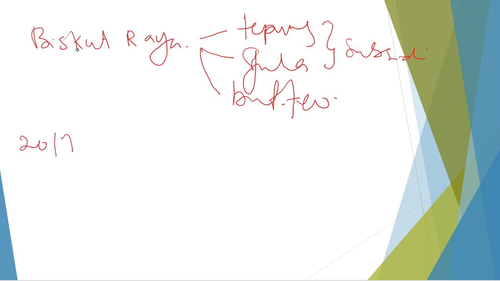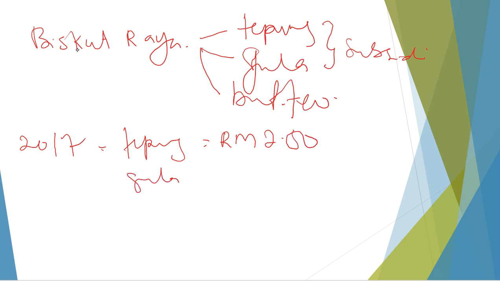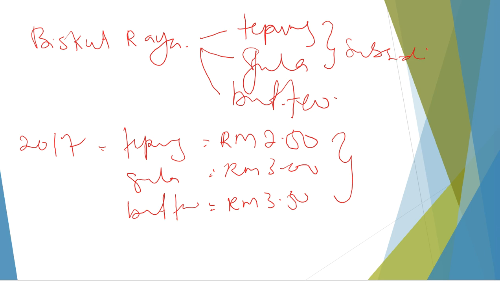Okay, let's say tahun 2013. Harga tepung adalah katakanlah RM2.50. Harga gula RM3. Harga butter RM3.50. With these numbers, let's say awak dapat producekan biskut untuk jual lebih kurang, let's say 100 karton.